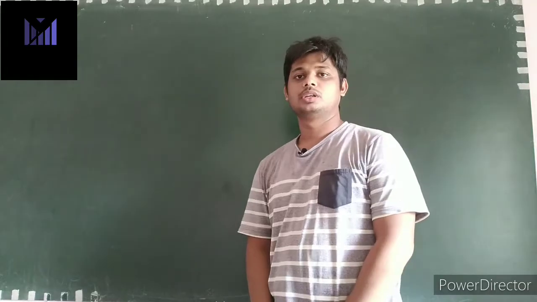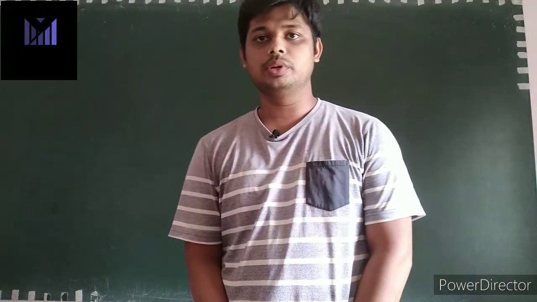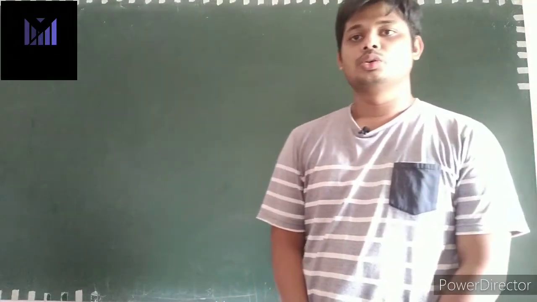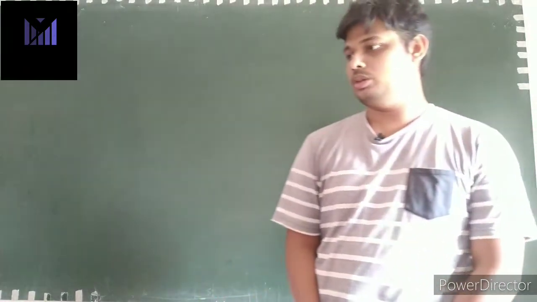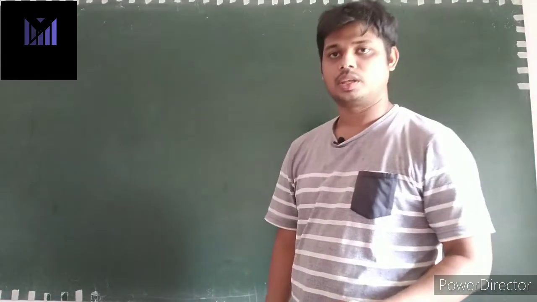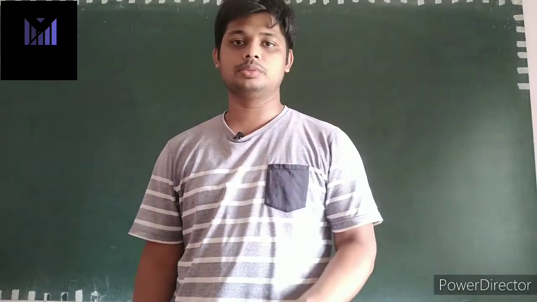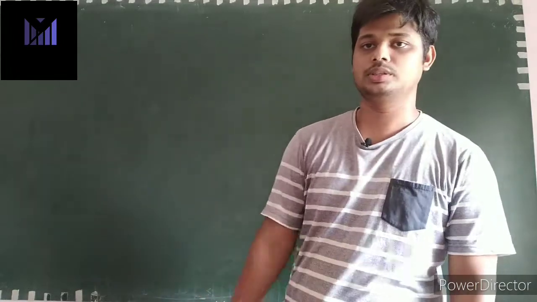Hello students. Today in this lecture we are going to discuss a different form of Gauss law, which is called the differential form of Gauss law. Previously we became very well acquainted with the integral form of Gauss law, which is defined as: the net flux associated with a closed surface is equal to 1 by epsilon naught times the total charge enclosed inside the closed surface.